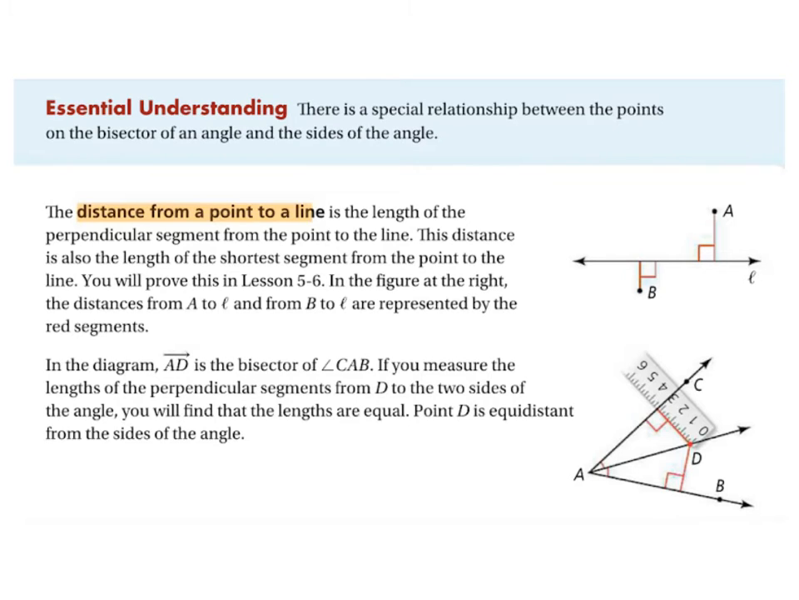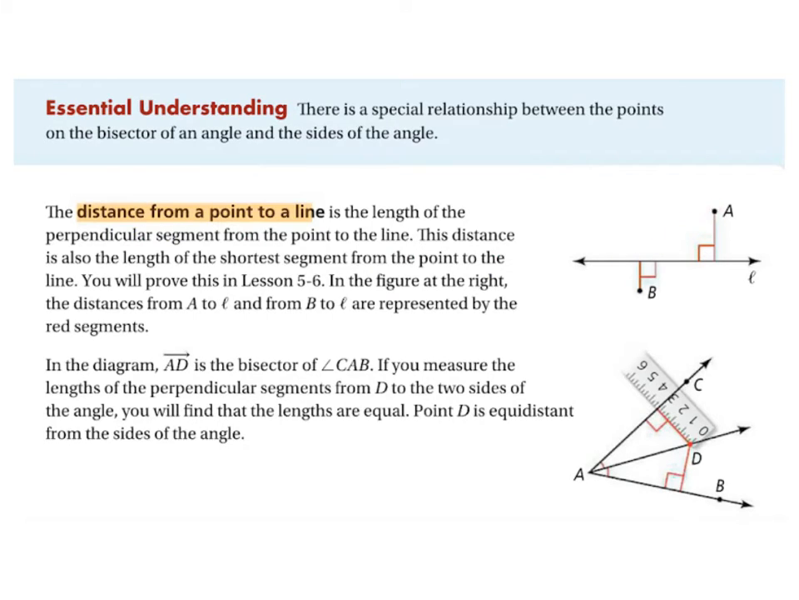Okay, now similar to the perpendicular bisector of a segment, if you bisect an angle, you get this special kind of congruent relationship too. Check it out. So first of all, think about the distance from a point to a line as being the closest distance that it can be, and it's always going to form a 90-degree angle. So it'll always be perpendicular, right?